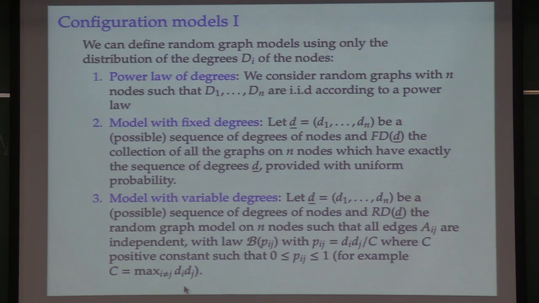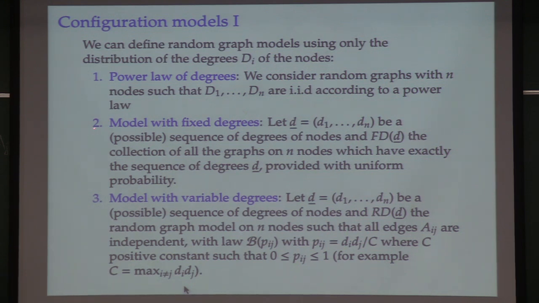Configuration models are still based on this idea that we focus on the degree distribution of the graph, and now there are different approaches. We define random graph models using only the distribution of the degrees of the nodes. In the first approach, we look at the power law of degrees. We consider random graphs with n nodes such that d1 up to dn are iid according to a power law. That's a crude approximation of reality because the di cannot be iid in practice, and that's not constructive.